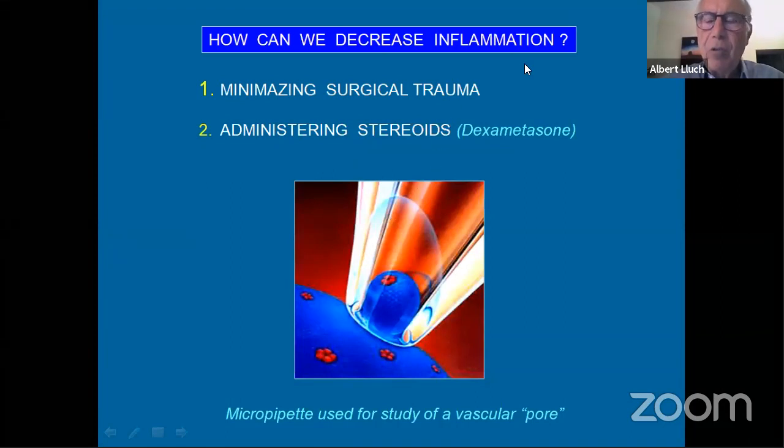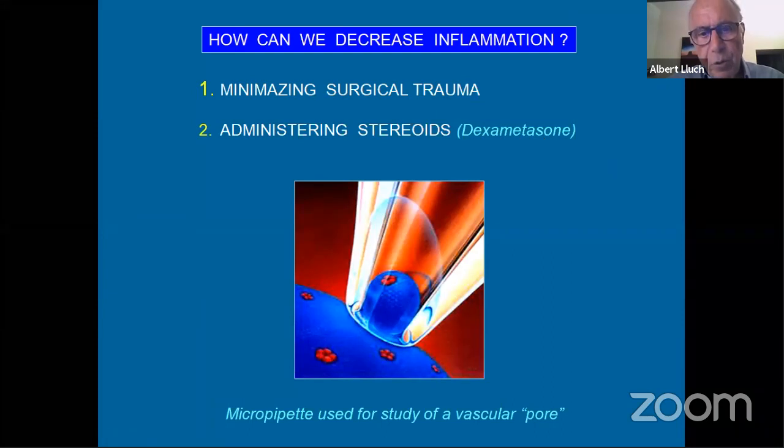So how can we decrease inflammation? Because inflammation, as we said, is one of the main causes of joint stiffness. Minimize the surgical trauma when you do surgery. If it's an injury, you cannot minimize it, it just happened, but then you have to administer steroids to decrease the amount of inflammation.